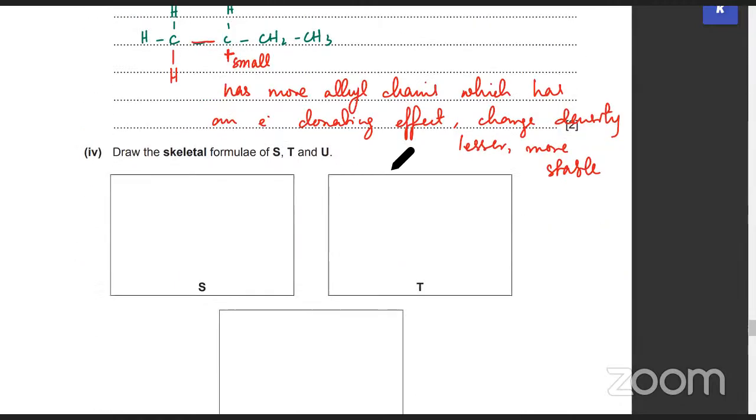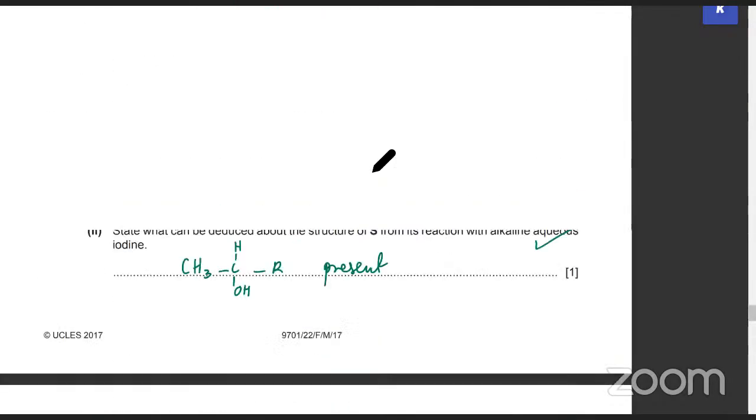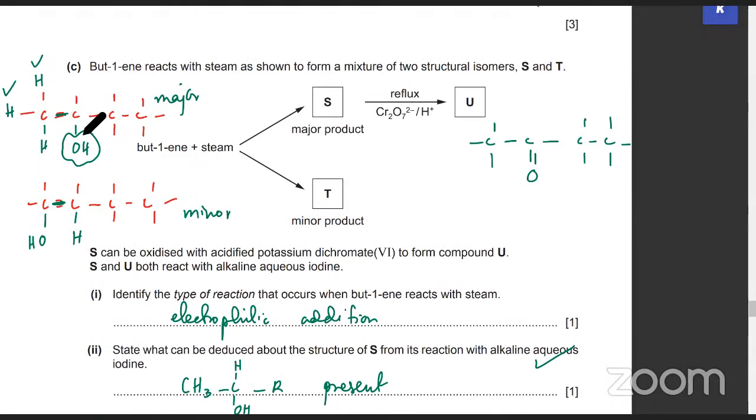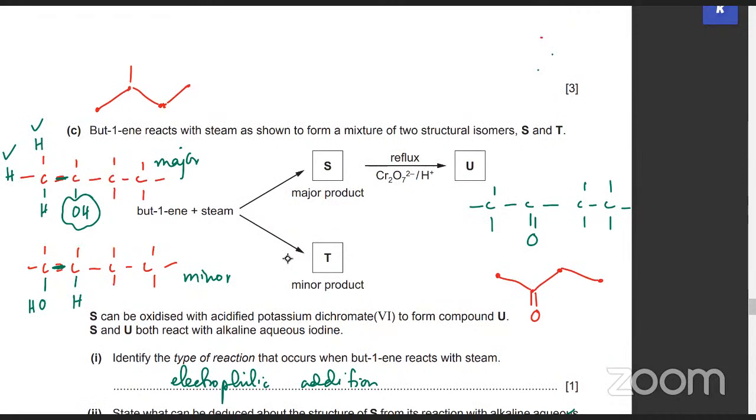I said draw the skeletal formula of S, T and U. So that's the next one, which is S, T and U. We had already made this one. All you have to do is draw the skeletal formula with 4 carbon atoms. So I'm going to draw it over here. 1, 2, 3, and 4. And over here you put a double bond to oxygen, okay? That's a ketone. So about S, it's again 4 carbon atoms. 1, 2, 3, and there's a fourth one. And you're going to have an OH here.